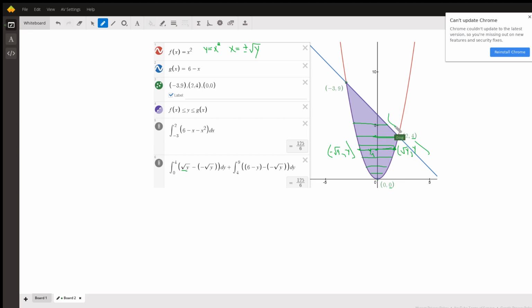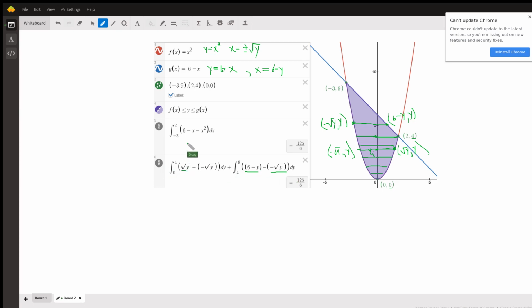And the x coordinate of this point, if we solve y equals 6 minus x for x, gives us x equals 6 minus y. So the x coordinate of this point right here is 6 minus y, for each y going from 4 to 9, and the x coordinate of this point is the negative square root of y, comma y. And so that's what this is right here. X coordinate at the right minus x coordinate at the left.